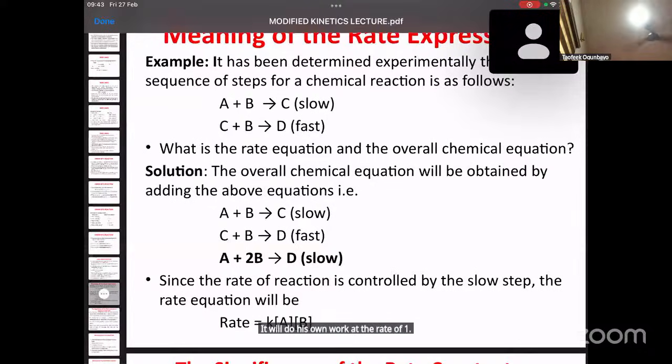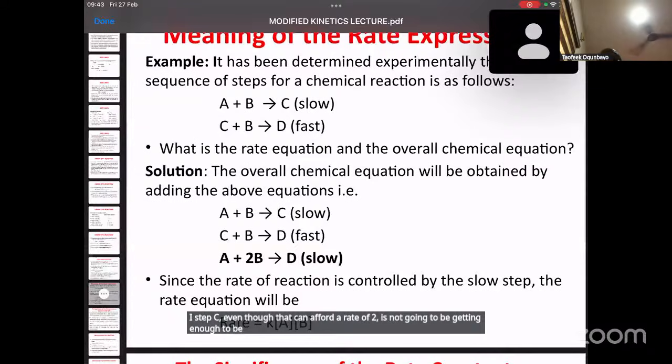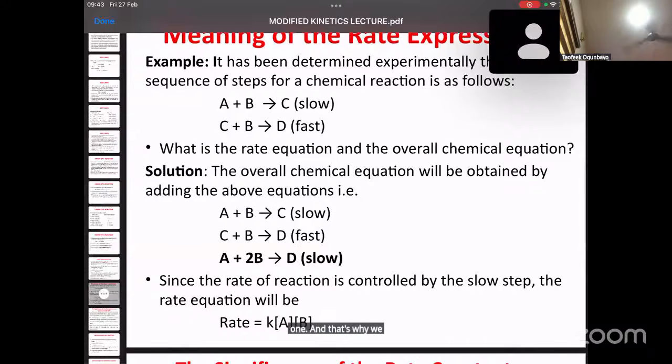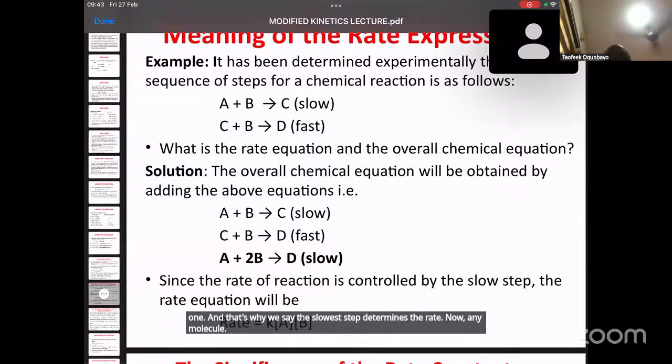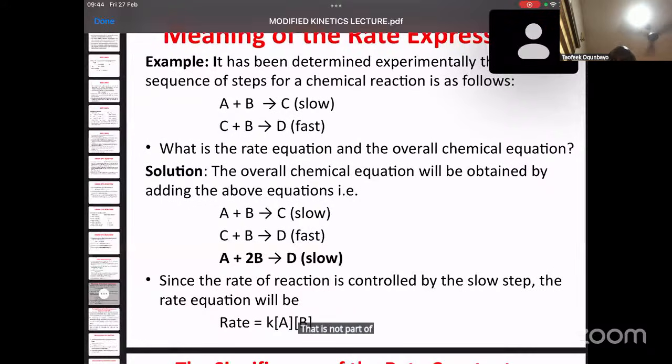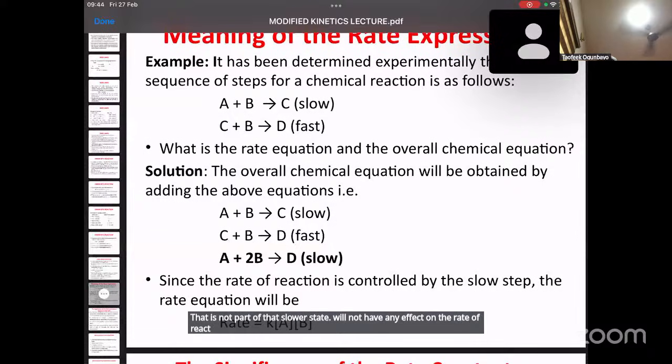And step C, even though it can afford a rate of 2, is not going to be getting enough to be able to process. It's still going to have to process at that rate of 1 because it can only process what has been supplied. And at the end of the day, the overall rate will now be 1. And that's why we say the slowest step determines the rate. Now, any molecule that is not part of that slowest step will not have any effect on the rate of reaction. It can be part of any other step.